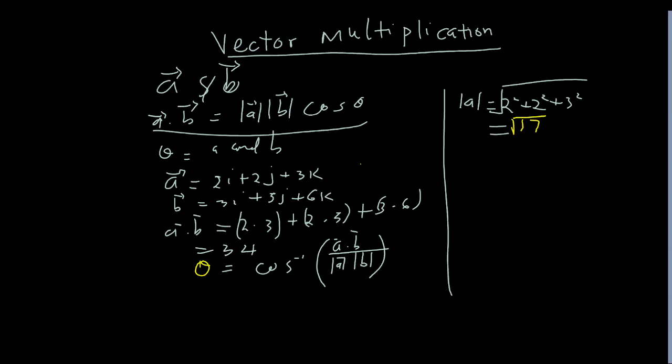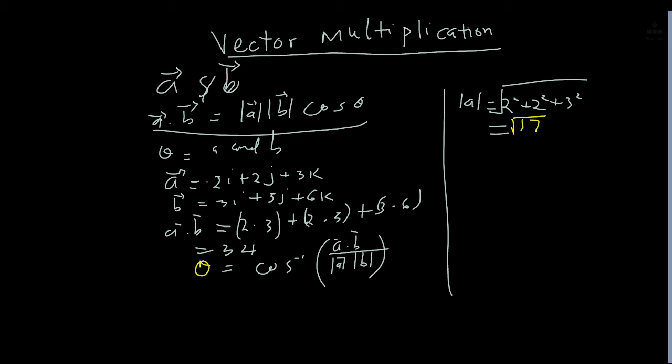In this video we are going to look at how to multiply vectors using the dot product. Consider two vectors, vector A and vector B. The dot product of vector A and vector B is given by the magnitude of vector A multiplied by the magnitude of vector B, then multiplied by the cosine of theta. Theta here is the angle between the two vectors, vector A and vector B.